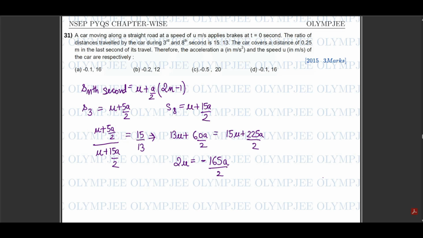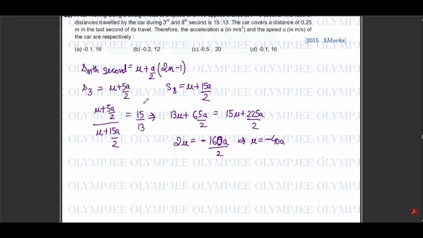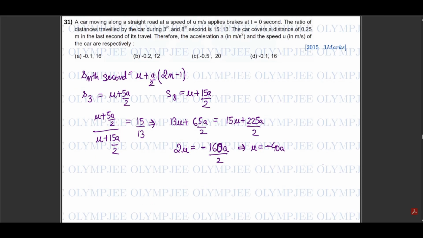Sorry, this will be 65a. This will be minus 160 by 2, which will imply that u is equal to minus 40a. From here we can calculate the total time the car takes to come to rest. So v will be 0, so v is equal to u plus at. We should write u as minus 40a plus 80, which will give 40 seconds as the time taken by the car to stop.